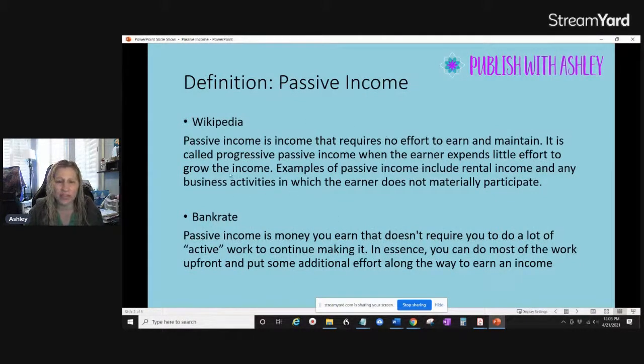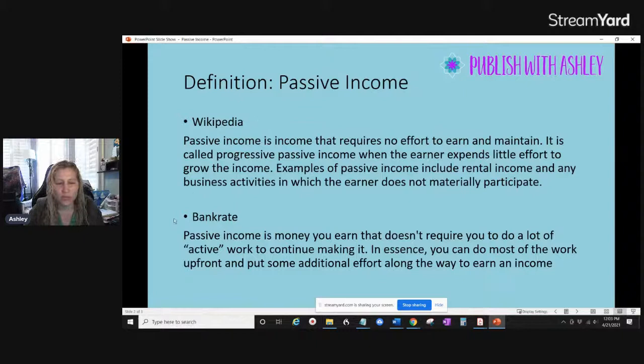But these all imply that the work has been done up front. Because if you have rental income, you had to purchase it, you probably had to do something. And even if it wasn't you doing the work, you had to outlay money or organize it or whatever.